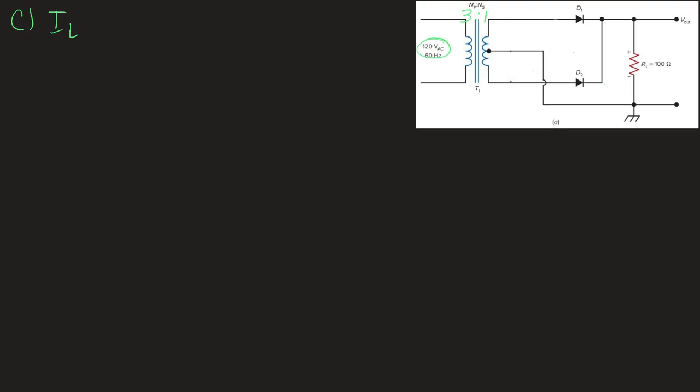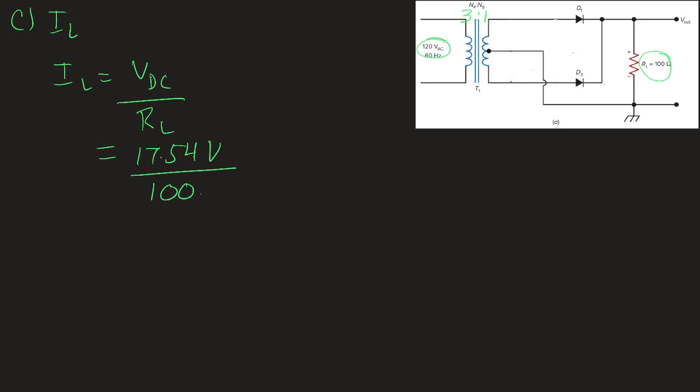Next, we're going to determine what the current is. So we're going to use Ohm's law. So we've got I sub L is equal to your volts DC, or your average voltage, divided by your resistance. We can see that our resistance is 100 ohms. So we have 17.54 volts divided by 100 ohms gives us 175.4 milliamps.